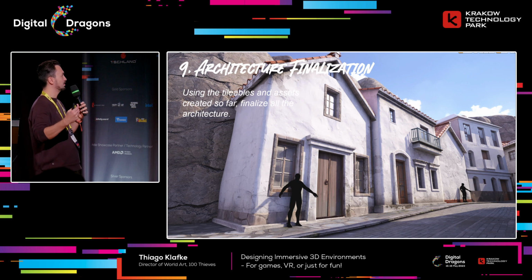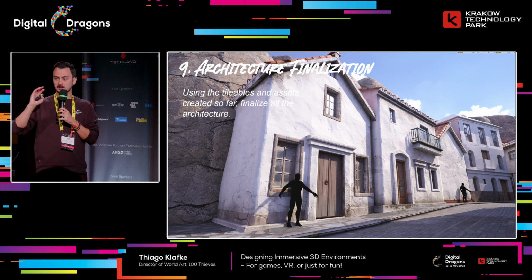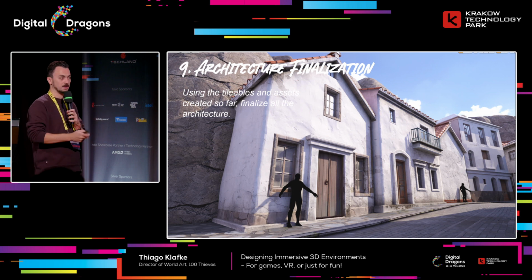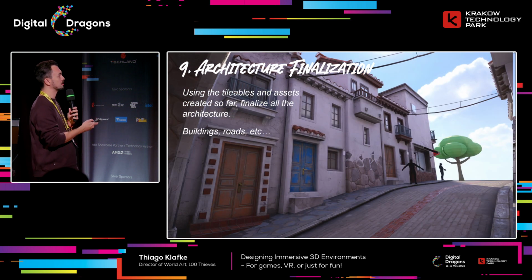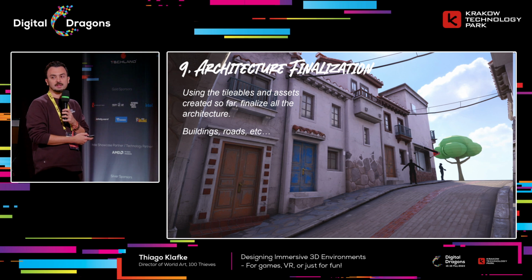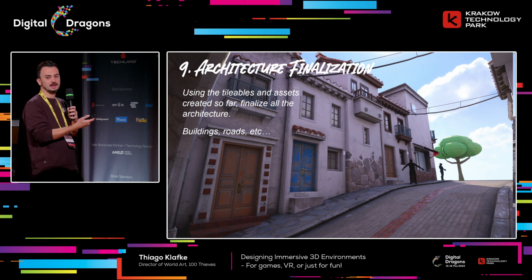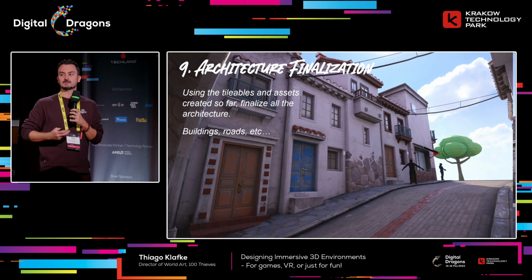So using those tileables I created before, I start to finalize the architecture. I'm not doing any props, I'm not doing any detailing yet, just finalizing the buildings and the ground. So here are some pictures of how this looks. These are just those same buildings that I made in the block out before, but now I refined the modeling. I put the same tileables everywhere. I used very few tileables. I forgot to put a picture, but I only made about 8 or 9 different tileables for this map.